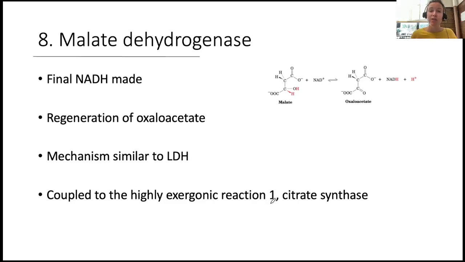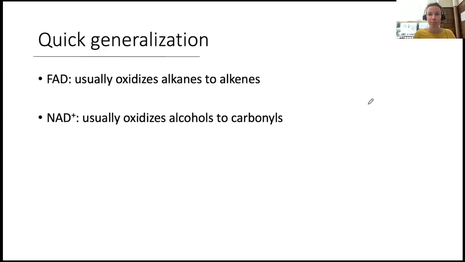And another interesting connection to glycolysis. Here's another example of a coupled reaction. So this reaction here from malate to oxaloacetate has a positive delta G. However, step 1 has such a negative delta G that step 1 is able to pull step 8 along through Le Chatelier's principle. To end this video, folks, I'm going to quickly generalize that usually we'll see FAD used to oxidize alkanes to alkenes, single bonds to double bonds, and usually we'll see NAD used to oxidize alcohols to carbonyl groups.